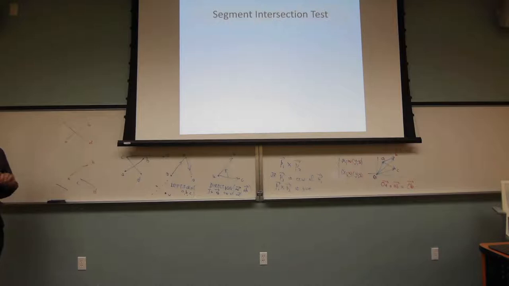Okay, so that's your left turn test. Is that clear? So we're going to check the following. We're going to check if there's a left turn test. I'm just going to call this LTT. So LTT going from A to B to C and left turn test going from A to B to D. So driving from A to B first to C, and then driving from A to B then to D. At B, is it a left turn? This is the question we're asking. If these two are equal, then no intersection. If these two are not equal, then possible intersection. Why is it possible intersection?